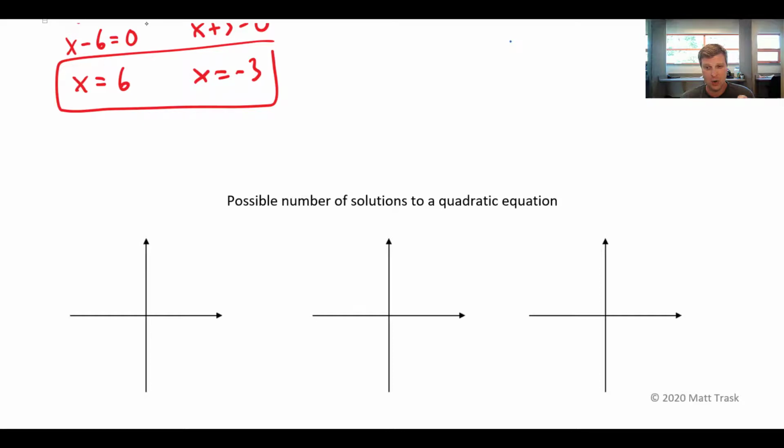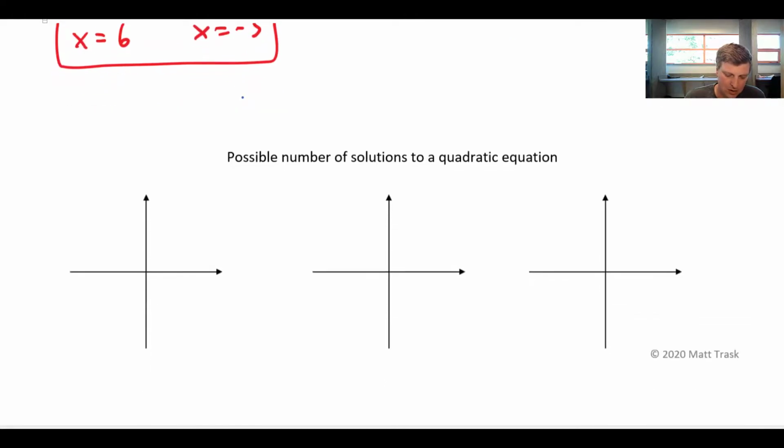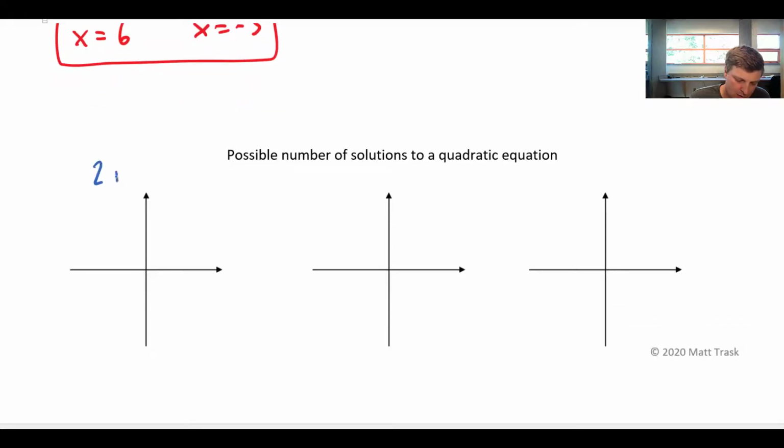Sometimes there's no answers at all, and sometimes there's exactly one answer, which is a little bit strange. So just to visualize what that might look like, if there are two roots, that could be something like this, where I've got a parabola that goes through, cuts here, and then cuts there, and then takes off. That has two roots.